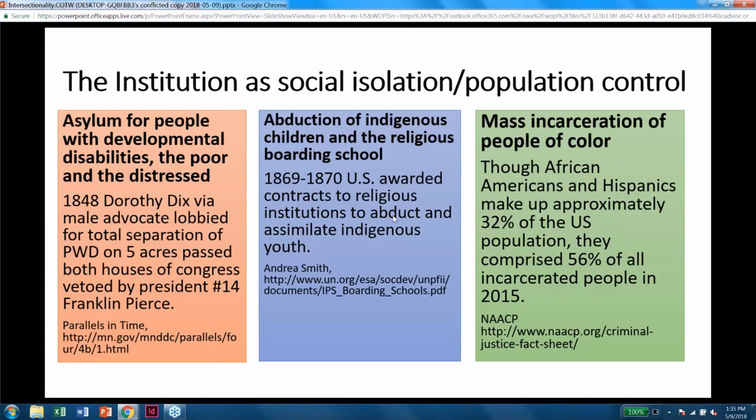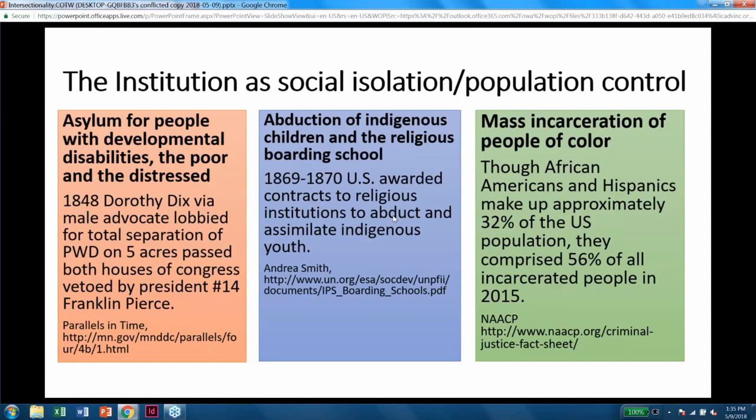So the first institution that I'm telling you about is the asylum, or you might call that these days a state hospital for people with developmental disabilities, but also the poor and distressed. I changed that word. It would have said mentally ill. In 1848, Dorothea Dix, via male advocate, lobbied for total separation of people with disabilities on 5 acres, passed both houses of Congress. Vetoed by President number 14, Franklin Pierce. Attributed to parallels in time, link available in notes.